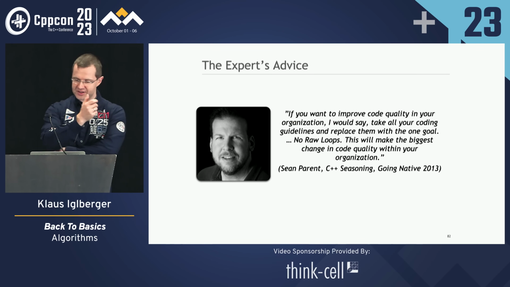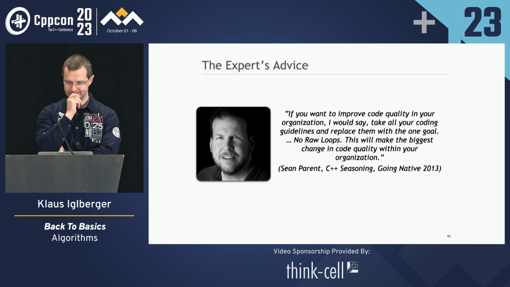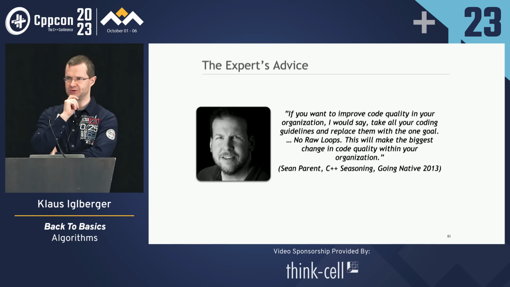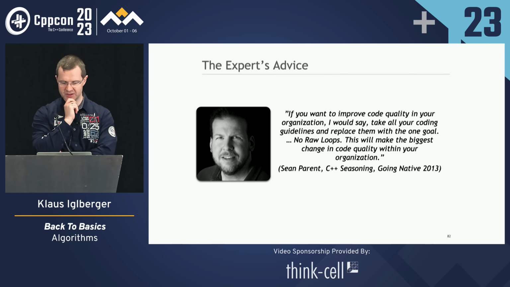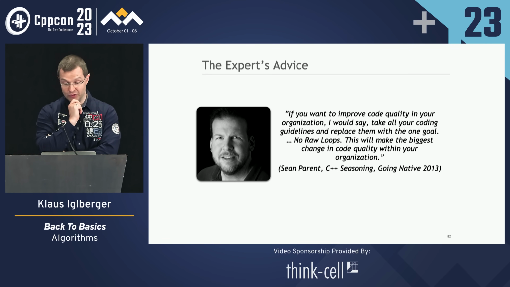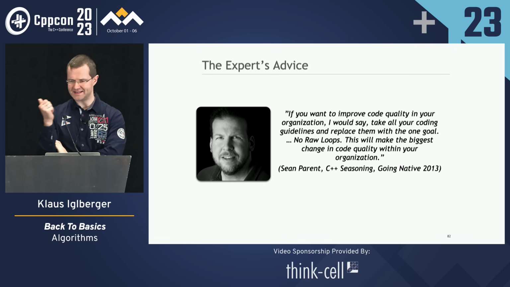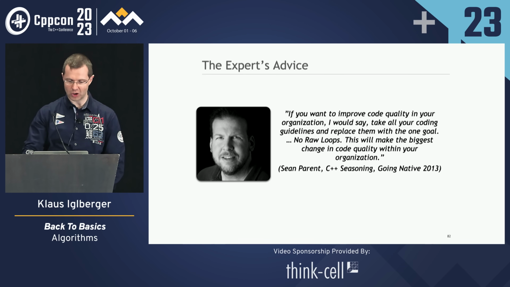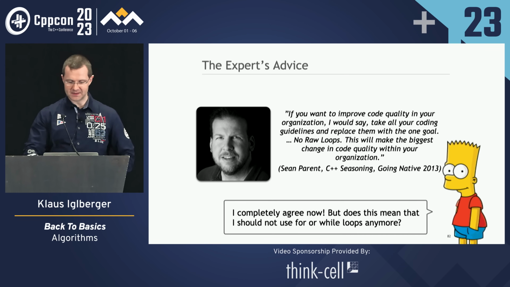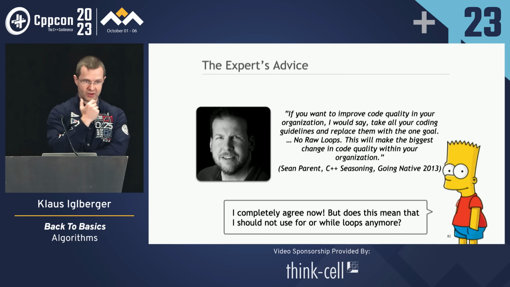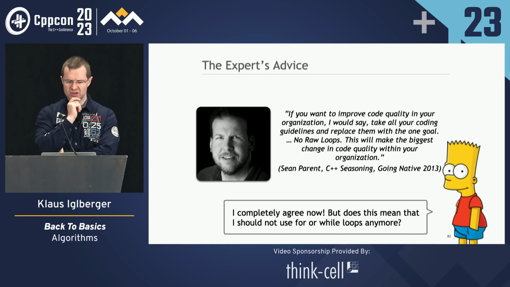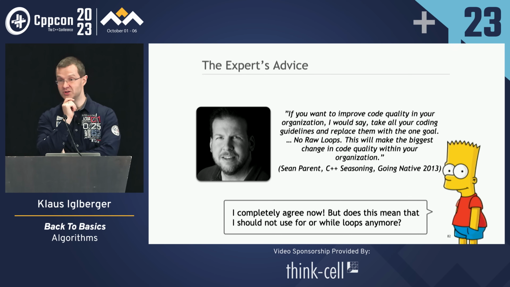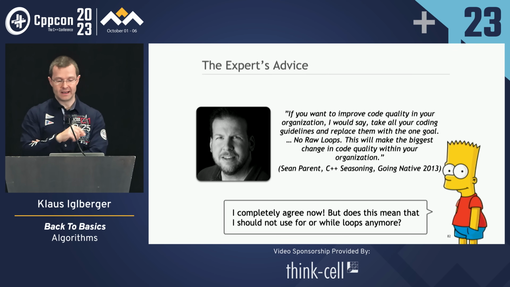Now going back to this quote. You remember that John Parent explicitly said, no raw loops. This is something that you will hear a lot in the community for good reasons. I've now realized it's simple, it's correct, it's efficient, it's a wonderful all-in-one package. But although we now agree that this is good, does this mean that we should not use for and while loops anymore? Is it bad from today's perspective to use a for loop?